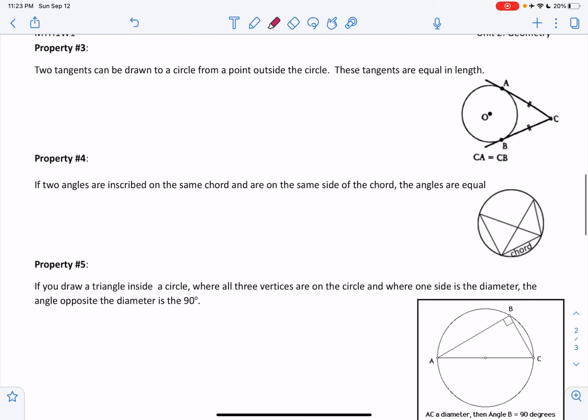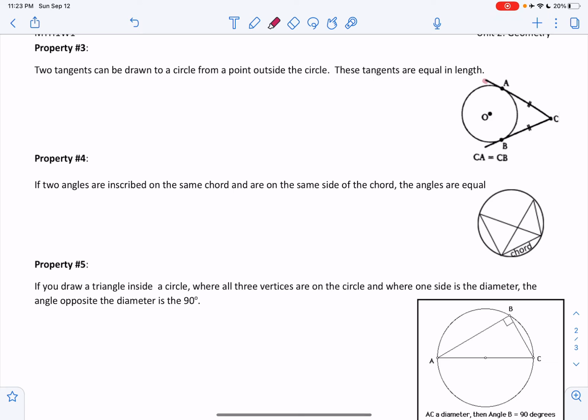Now for our third property. Two tangents can be drawn to a circle from a point outside of the circle. These tangents are equal in length. So when I take my two tangents and then I go and I connect them to a point far away, they have to be the same length.